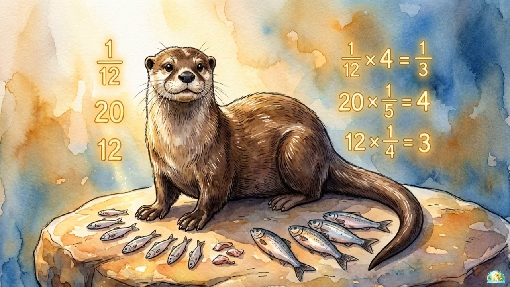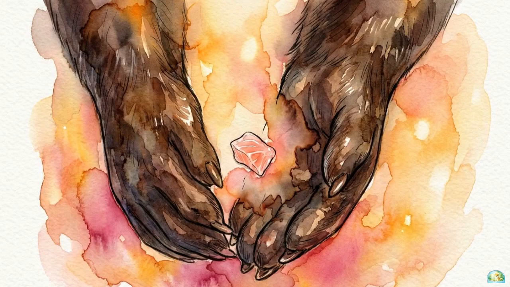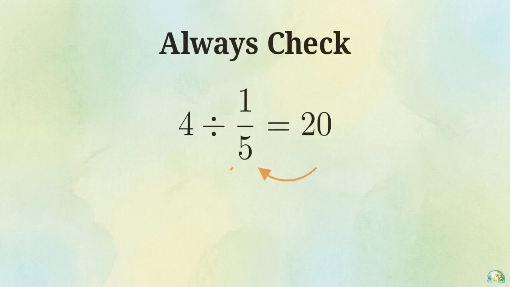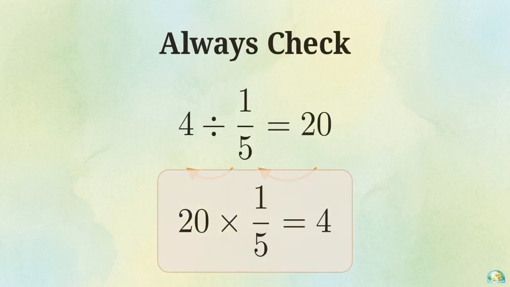Beside him, you can see the results of both physical actions, each paired with its proof. Sharing a small piece among many makes the pieces smaller. Counting how many small pieces fit in a whole creates more pieces. Regardless of the action, multiplying your answer back by the divisor is the universal proof.